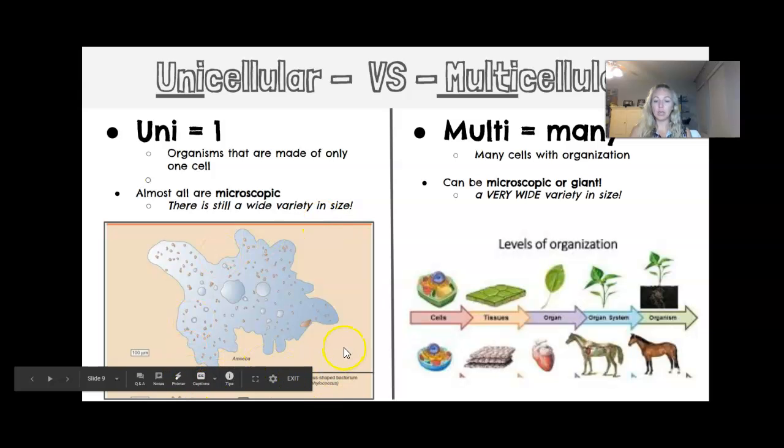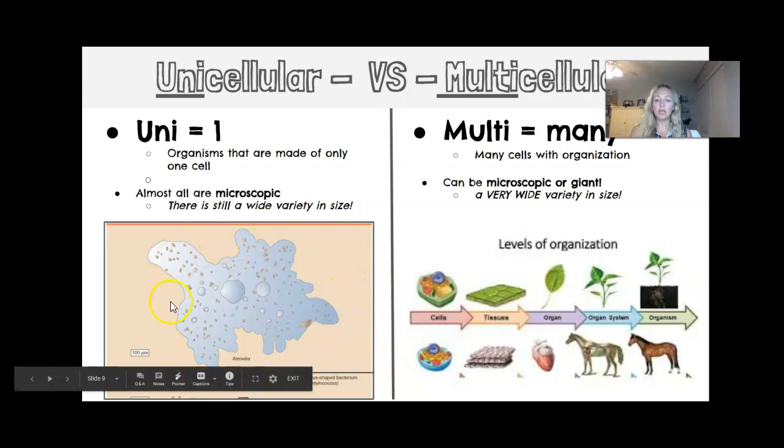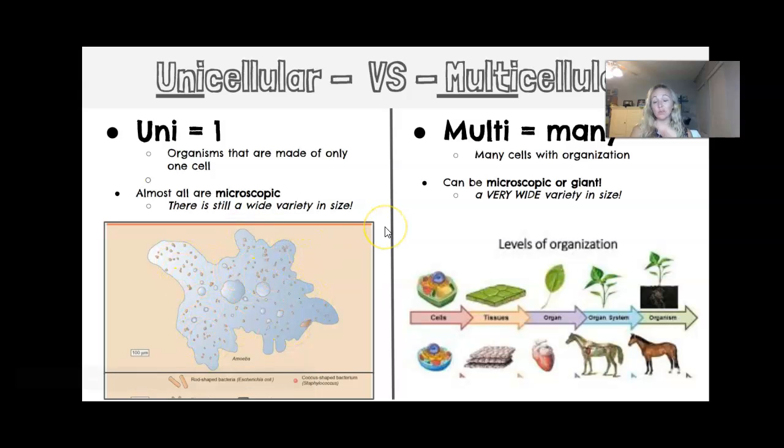So here you can see in this picture there is an amoeba, and then down on the bottom there are two other small cells. We have a little rod-shaped and a circle-shaped cell, and they are not even the size of some of the little dots inside of this amoeba cell. So there's a wide variety in cell size for unicellular organisms.